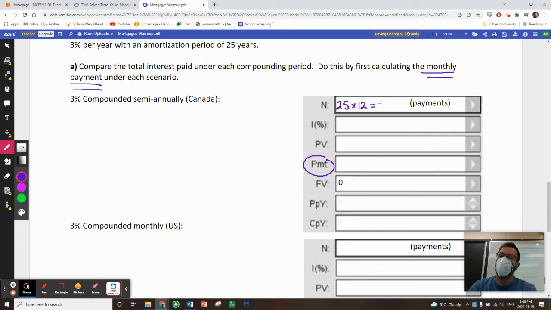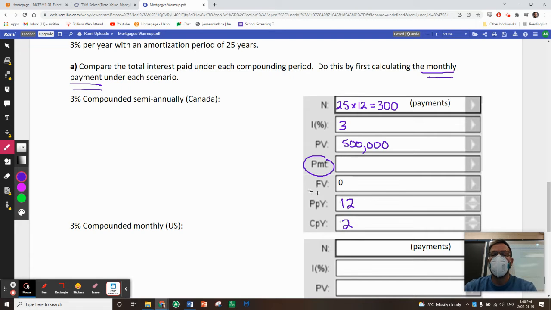That should be half of 600, which is 300, I believe. 300 payments. 3%. We're using nice round numbers. We're borrowing $500,000. FV is 0. It's all gone. For Canada, we're making 12 payments per year, but interest can only be calculated twice per year.